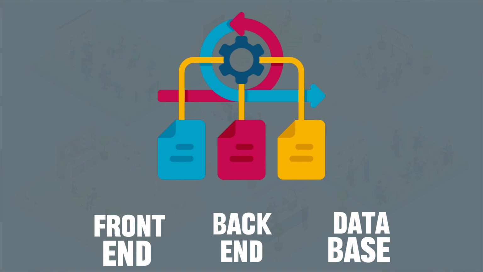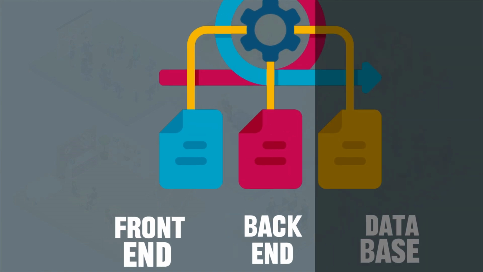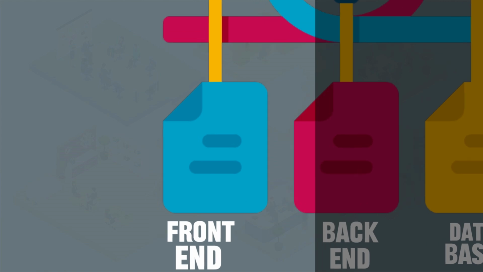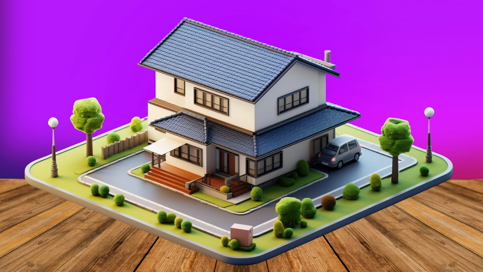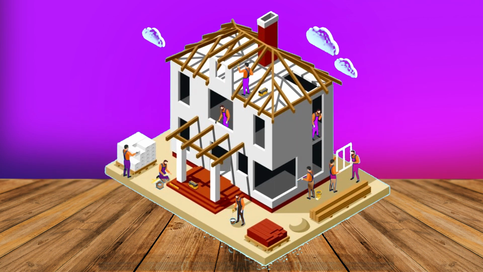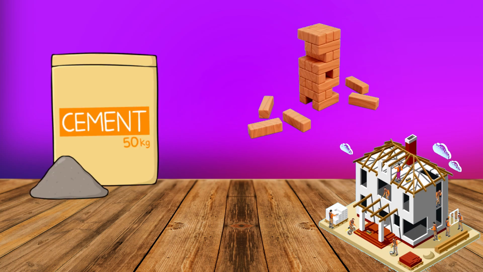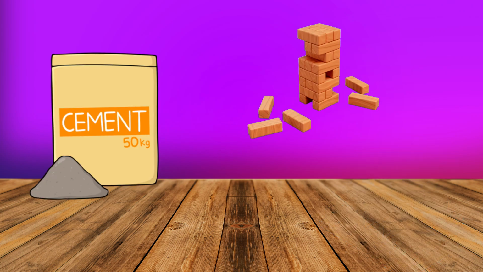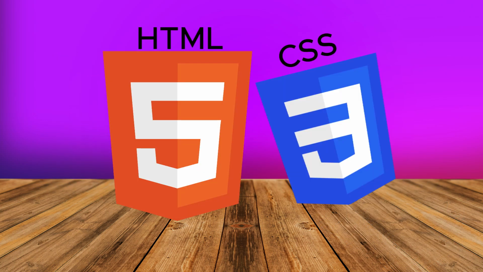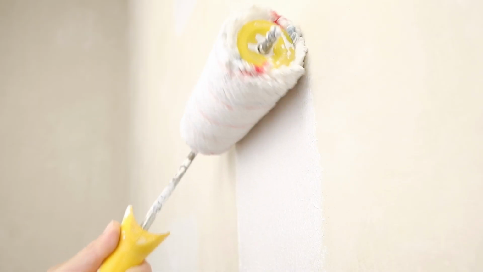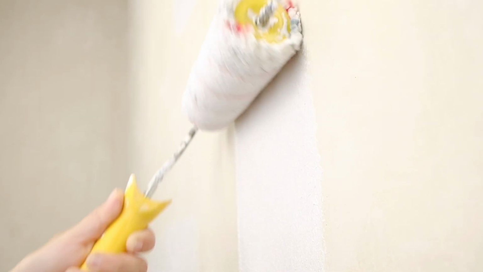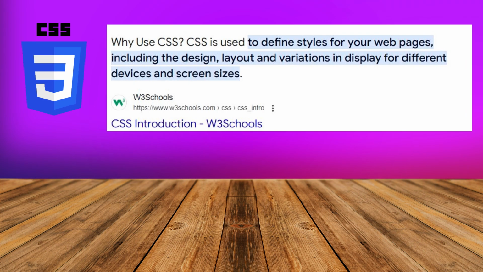Next, let's look at what you need to learn for each. For now, let's leave the back end and database aside and focus on the front end. I earlier compared the front end to a house, right? To build a house, you need bricks and cement. Similarly, to build a website, you need HTML and CSS. Once the house is built, it needs to be painted, right? Similarly, after building a website with HTML, we use CSS to style and add color to the website. In other words, CSS is used to enhance the appearance of a website.